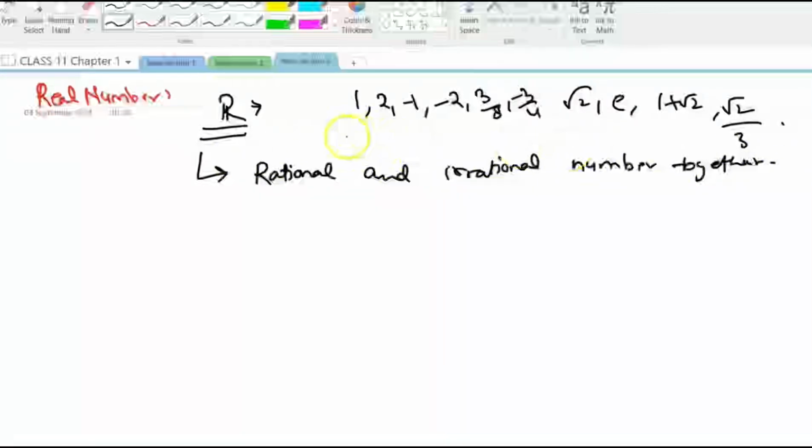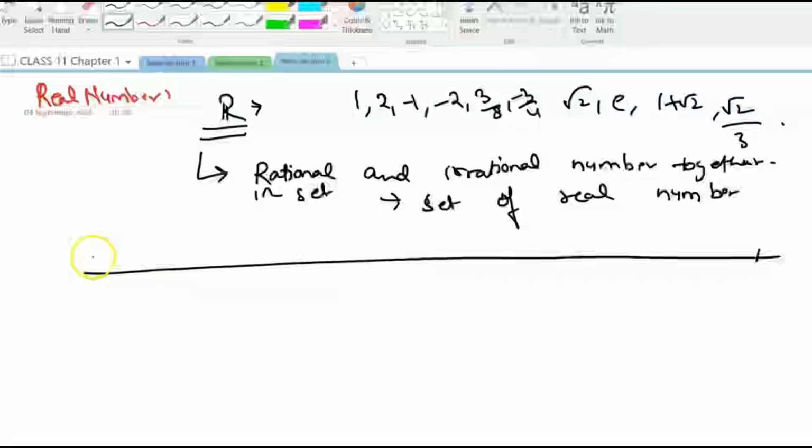If we put them together in a set, we get the set of real numbers. So if you have this number line, any point represents a number. All the points on this number line represent a number, and each number is a real number. It could be a natural number, an integer, or rational or irrational. So all these things, natural numbers, integers, whole numbers, come under rational numbers. So we just need two types, rational and irrational, and together they form the set of real numbers.